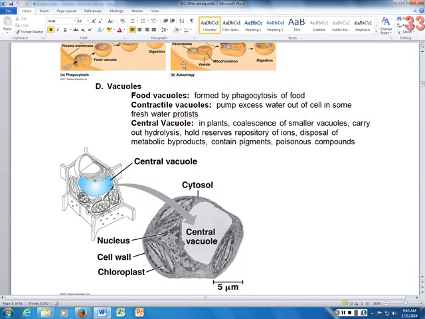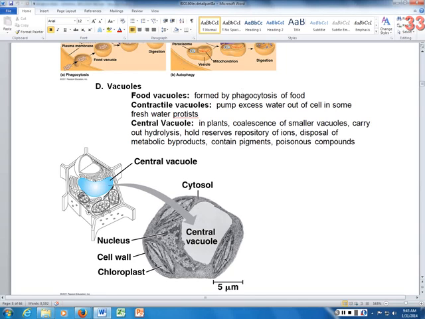So food vacuoles, these are going to be formed by doing phagocytosis of food. So when the food comes in, you take it into the cell, and you wrap it up in this package. It doesn't just go randomly floating inside the cell, because your body needs to know what is in there. That way you can send enzymes for protein in there. If it's a protein, you can send enzymes for carbohydrate if that's what it is.